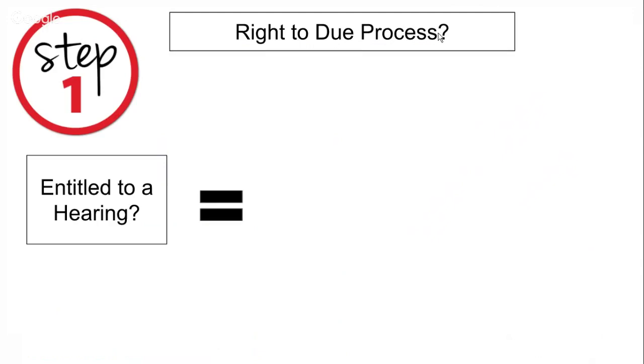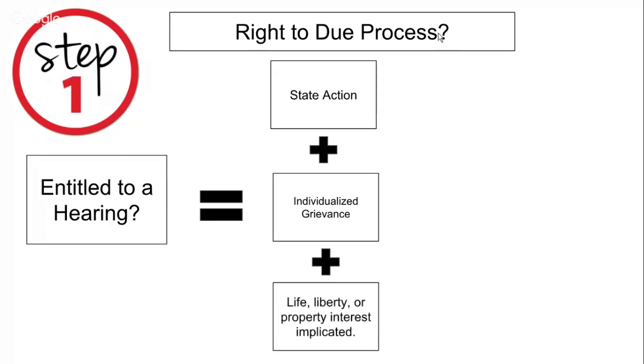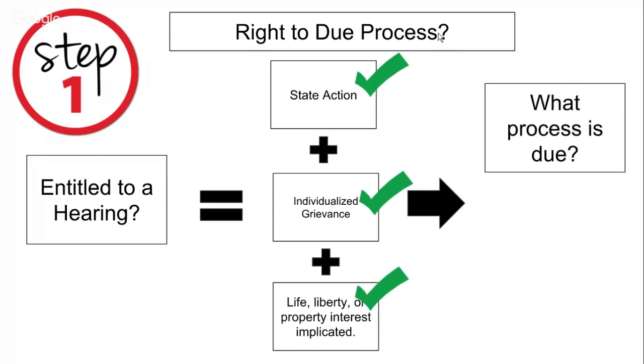So what we'll say is that if you're entitled to due process, you need to have three criteria set. One, do you have state action? That's fundamental, correct? You also need to have an individualized grievance. It can't be generalized. It has to be an individualized grievance. And the third piece you need is a life, liberty, or property interest implicated. So if you have all three of these, then you are entitled to some due process. Would you agree? Yes. But now the question would be, what process is due?